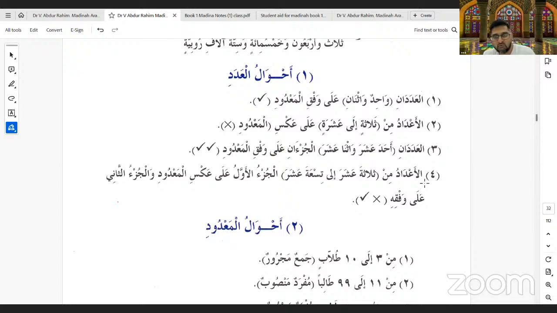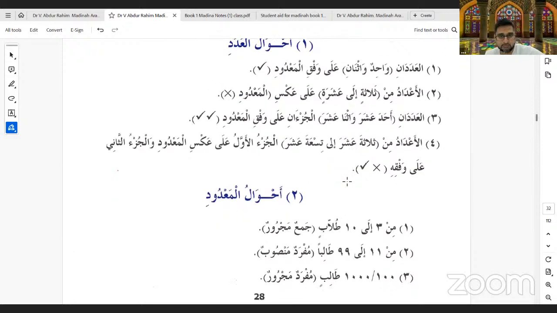Then it says, number 4, al-a'dad, the numbers, min thalathata ashar ila tis'ata ashar, al-juz al-awwal, the first part, ala aqsil ma'dud. It's saying that from 13 to 19, the unit itself will be of the opposite gender, but the tens itself will correspond to the ma'dud. So the easier way of remembering it is that counting from 13 to 19, the tens will correspond to the ma'dud, but the units will be opposite. That's the easier way of remembering it rather than this bit itself.